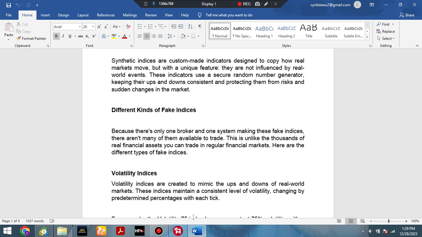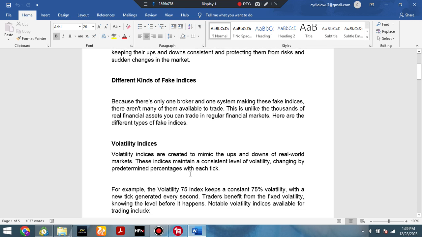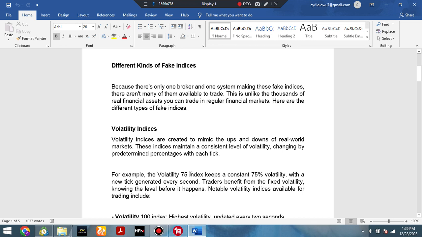They are not real in terms of movement. They move like them, but they are not real, because that is why we don't have these factors that affect forex affecting them. So now we have different kinds of fake indices or synthetic indices. The first ones are the volatilities indices.